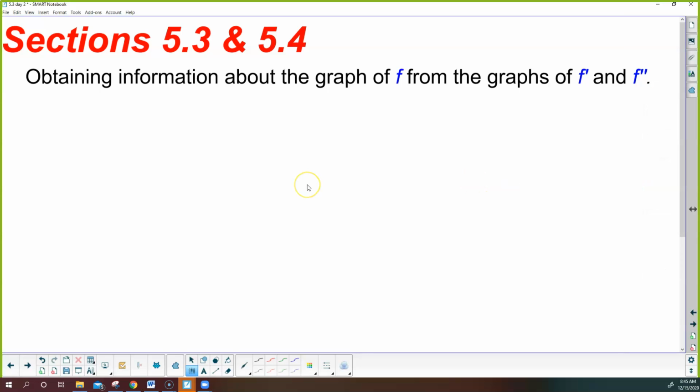All right, so our goal today is to obtain information about the original graph of f, given the graphs of f prime and f double prime. Today's a pretty heavy day, so hopefully you are fully engaged and paying attention. And actually, what I'm going to do right now is quick throw you in a breakout room. I want to check to see who's fully engaged and who might not be paying attention.